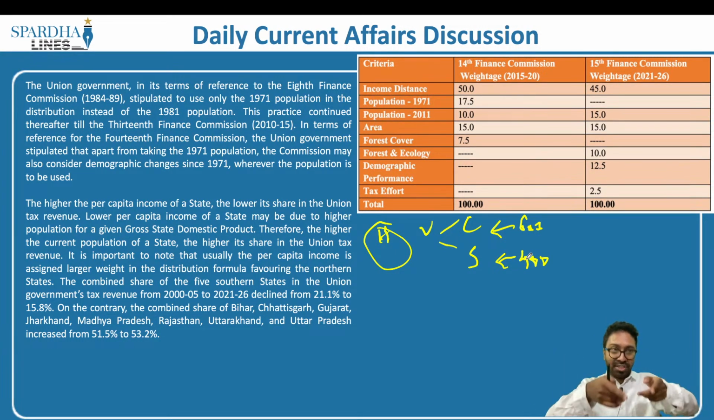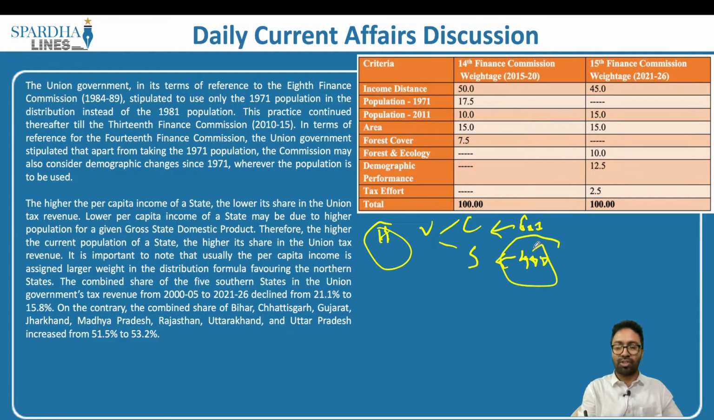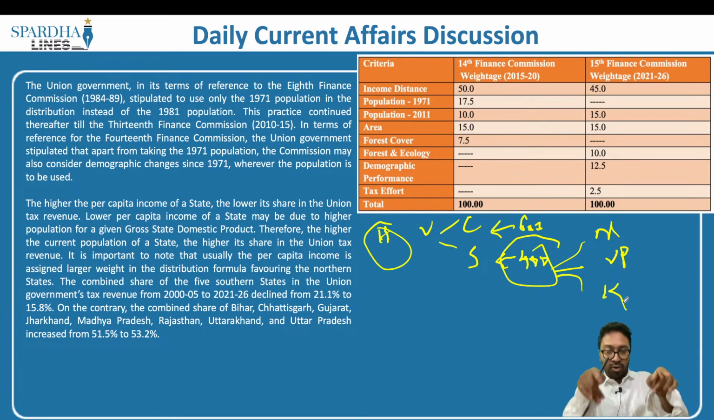So this differentiation is what is called the vertical distribution. And what is horizontal distribution? Out of these 400 crores that exist for the state governments, what percentage will go to the state of Maharashtra, what percentage will go to Uttar Pradesh, what percentage will go to Karnataka. For all these states, out of 400 crores, 100 crores will go to Uttar Pradesh, 50 crores will go to Maharashtra.